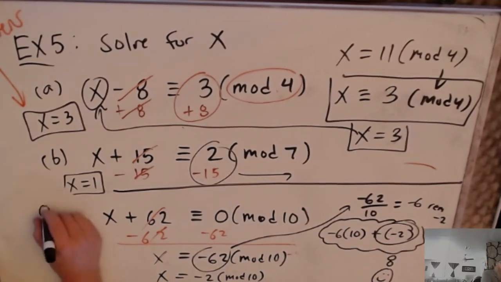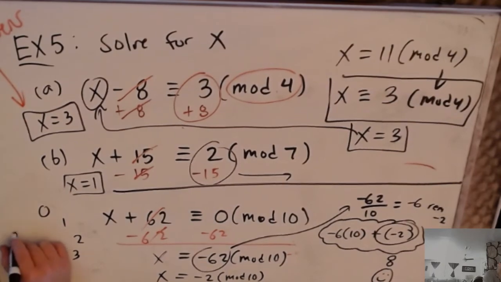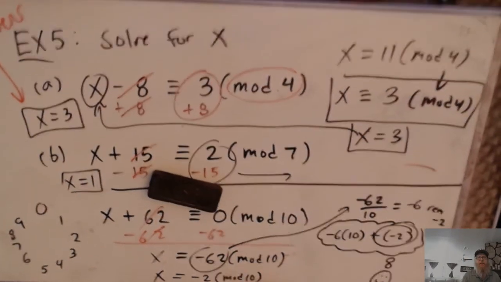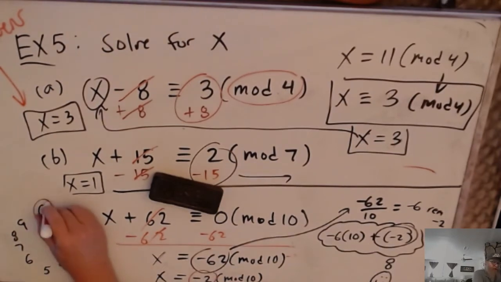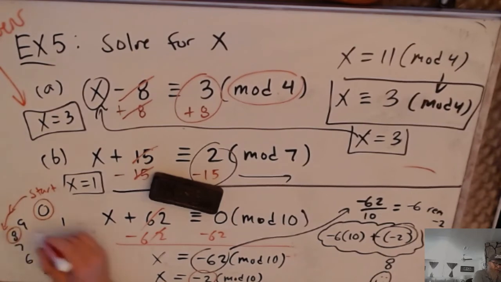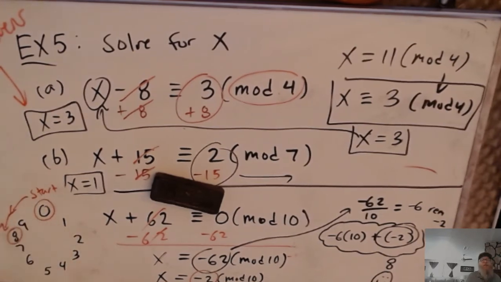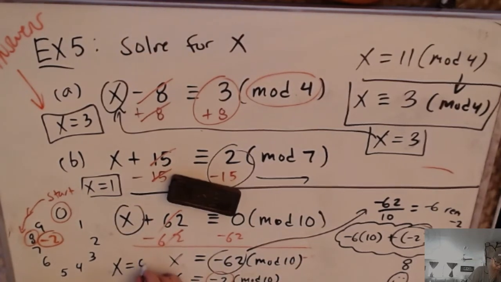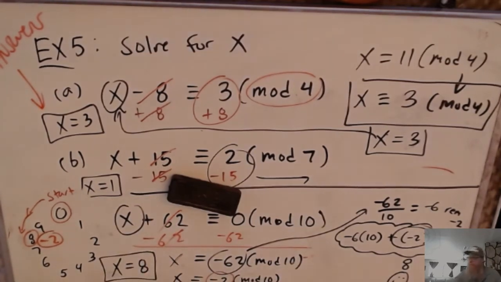All right, make your mod 10 clock. And go backwards 2 units. Starting right here, you're going to go backwards 2 units. So negative 2. Negative 2 is the same as 8. So in this example, x would be equal to 8.